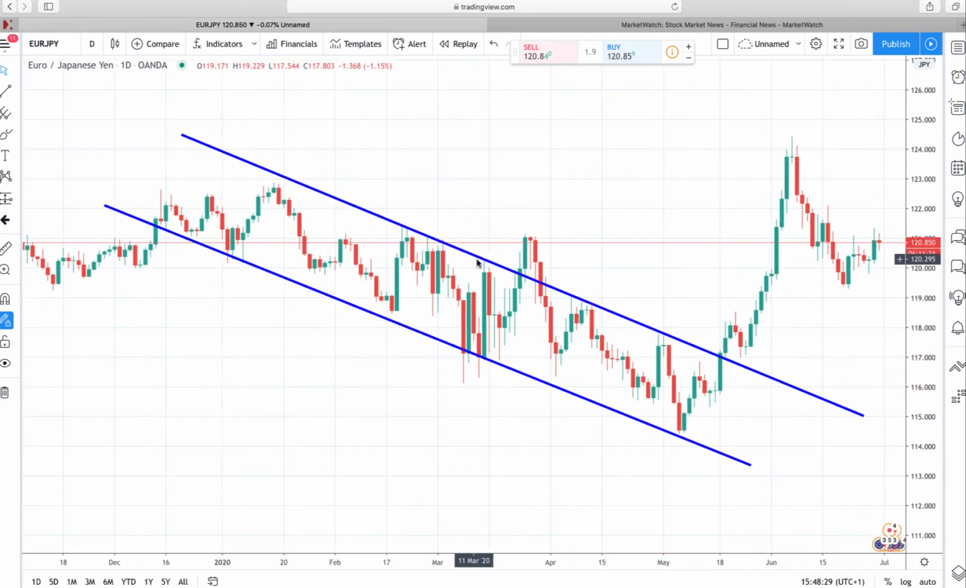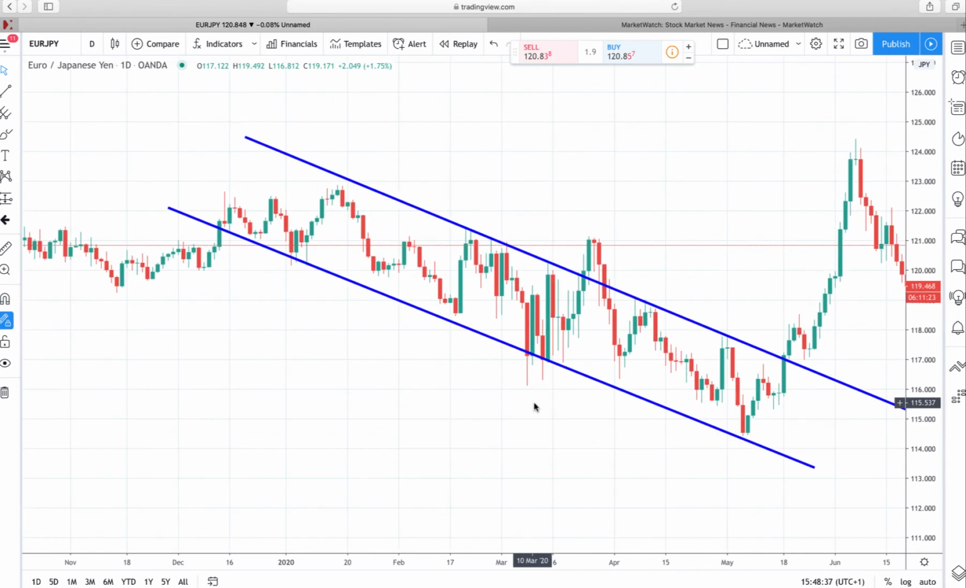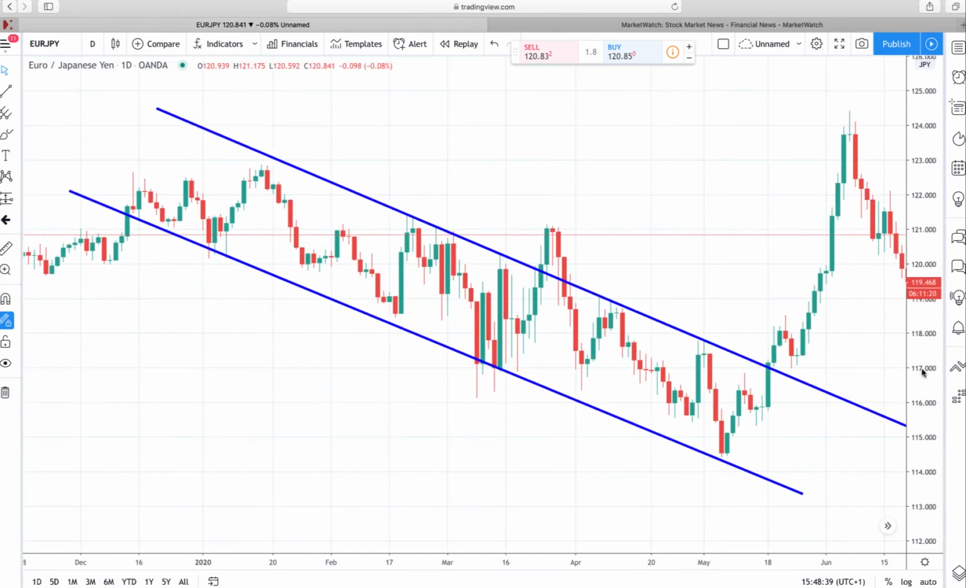One thing you cannot do, guys, I mean, you can do it if you want, but I don't advise you to do that, is, for example, you can see I'm using pretty much the high of the candles, okay?